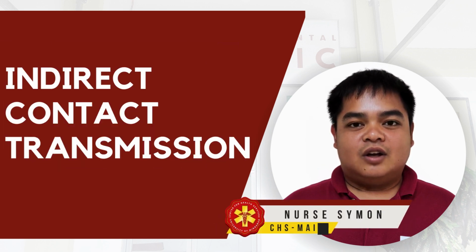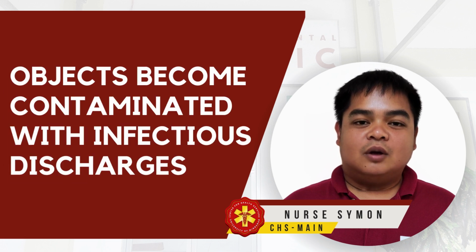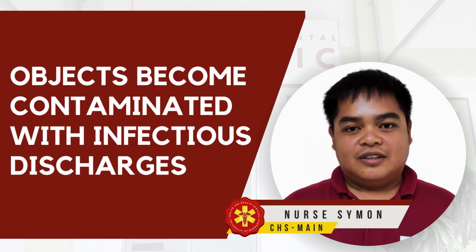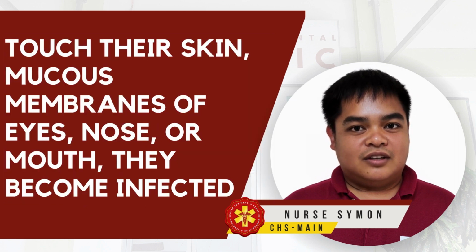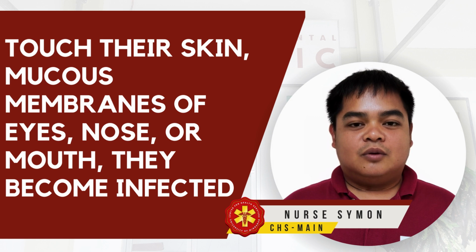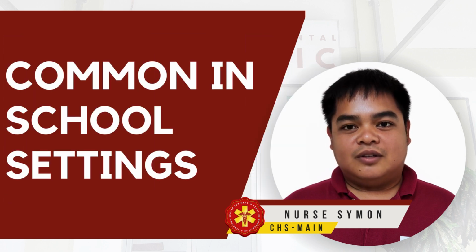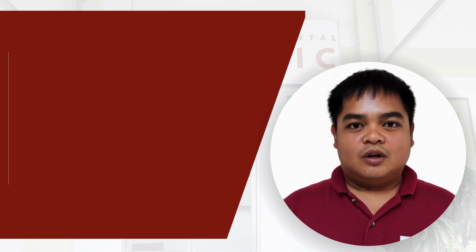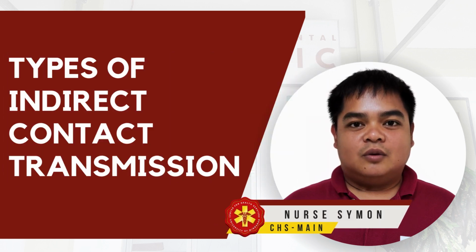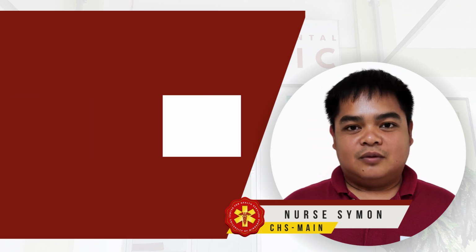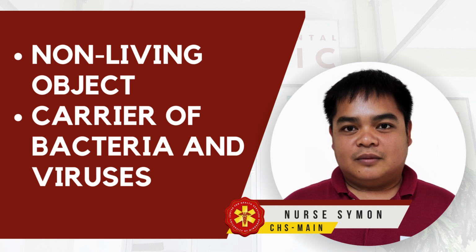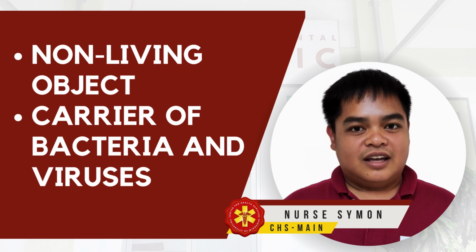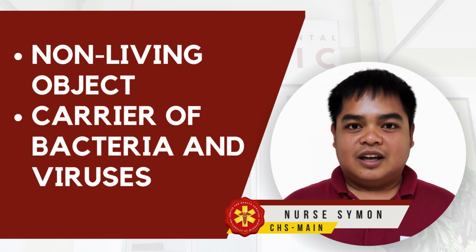Second is indirect contact. Indirect contact can occur when objects become contaminated with infectious discharges. When other persons come in contact with these objects and then touch their skin or the mucous membranes of the eyes, nose, or mouth, they can then become infected. This type of transmission route is particularly common in schools. What are the types of indirect contact transmission? Number 1 is fomites. A fomite is any non-living object or substance capable of carrying infectious organisms such as viruses or bacteria, and hence transferring them from one individual to another.